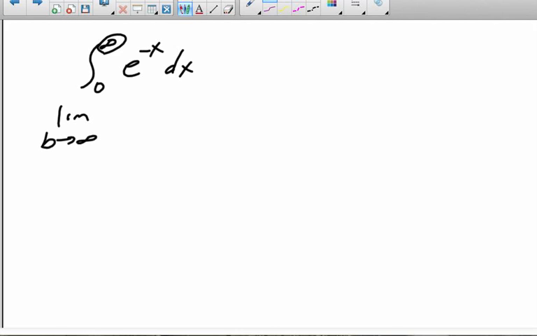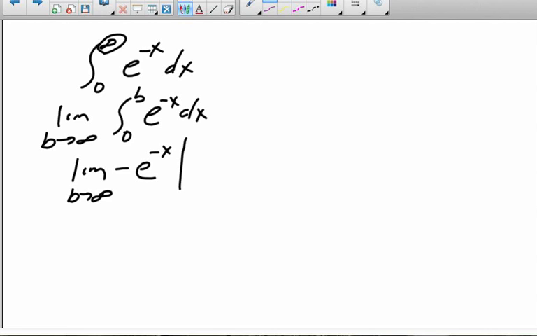Okay, so the last one then. The integral from 0 to infinity of e to the negative x dx. And again, my problem is this guy. So I'm going to have the limit as b goes to infinity, and I picked b because it's the top one, of the integral from 0 to b of e to the negative x dx. Okay, this is a u sub. When I integrate this, I'm going to end up with negative e to the negative x, evaluated from 0 to b.